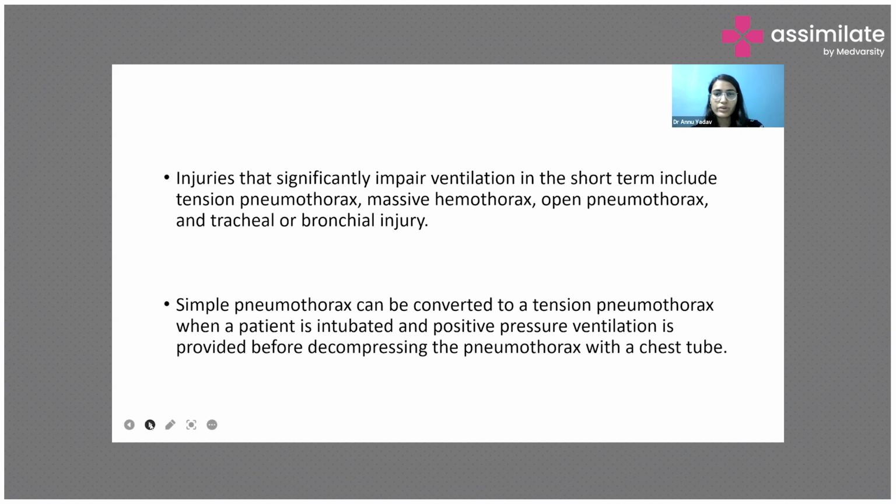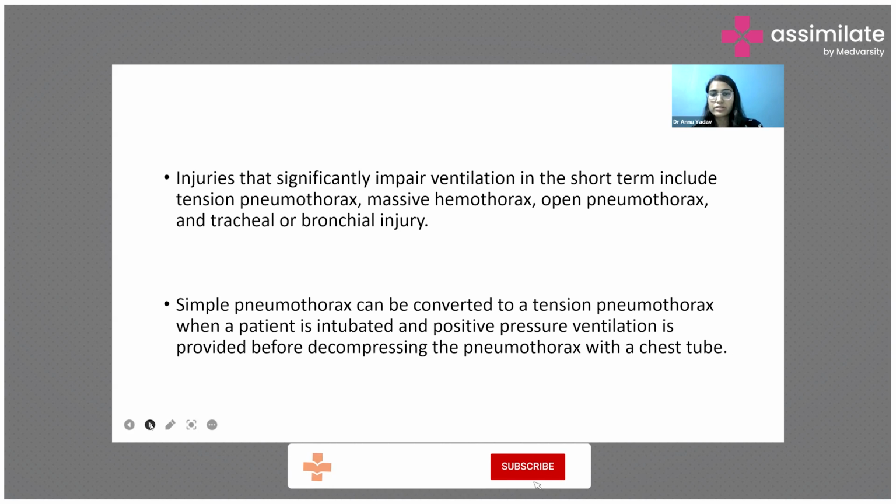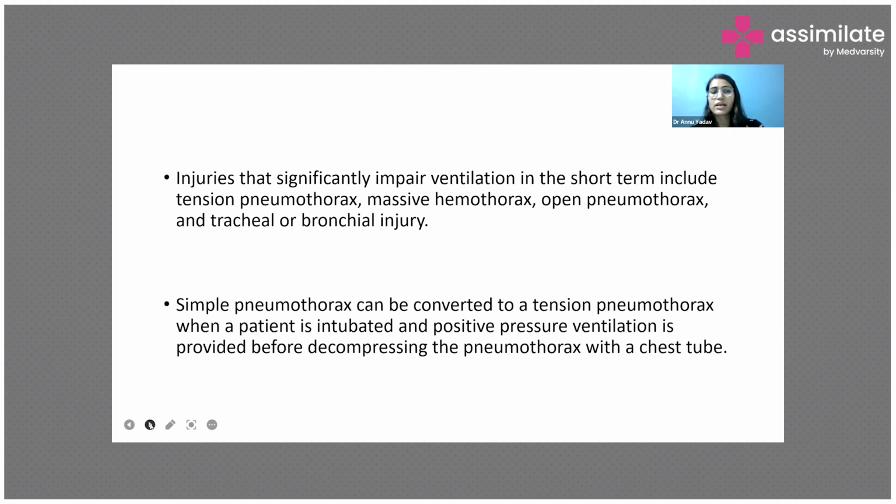We have just seen the airway, we have not seen the breathing part. What happens when you tube the patient is that you provide positive pressure ventilation. By doing that, you are increasing the pressure inside, so a simple pneumothorax gets converted into a tension pneumothorax. Before going ahead for ventilation, before going ahead for intubation, what you can do is go for chest drainage, so you will not worsen this situation.